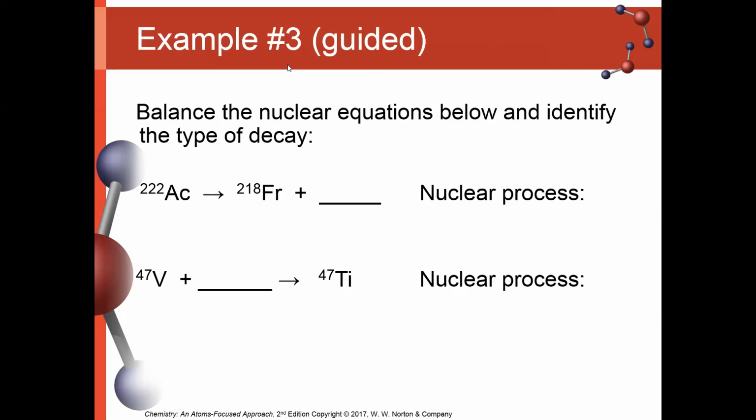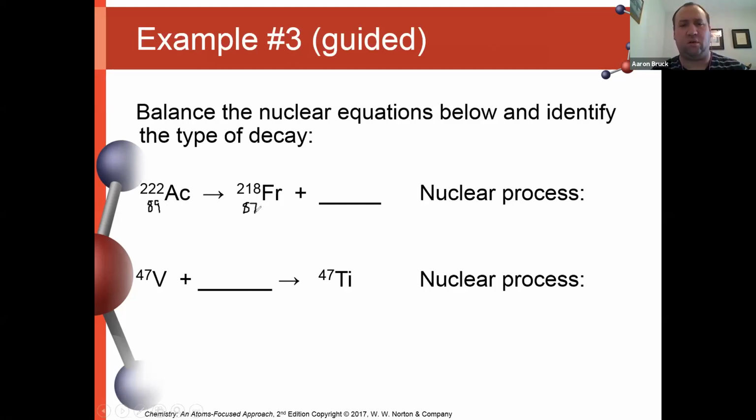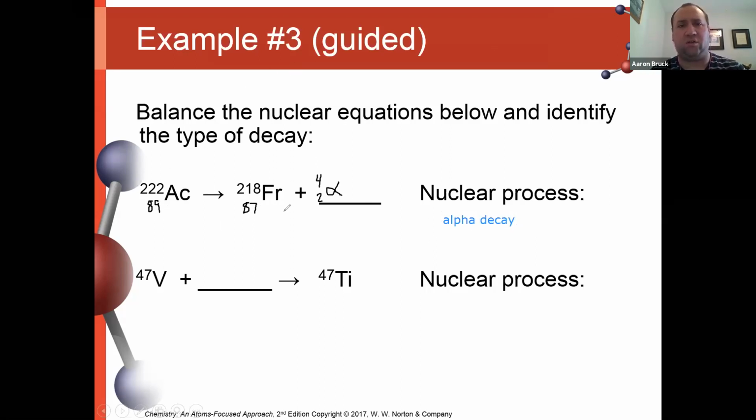So Ac's atomic number is 89. And then the Fr would be 87. Okay, so far so good. Meaning it's the alpha. Yeah, so 4, 2, alpha, and the nuclear process would be alpha decay. Okay. So far so good. All right, let's go through the other one. V's atomic number is 23.